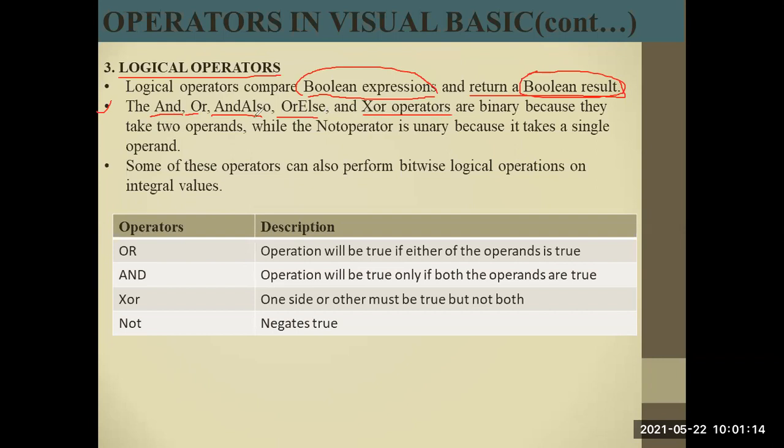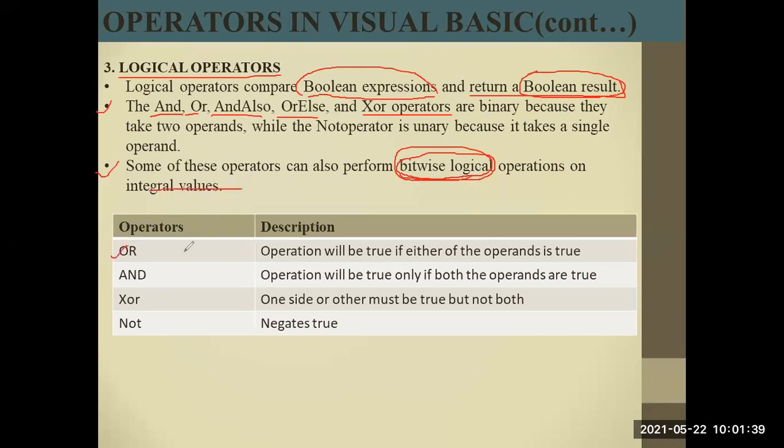Also remember, some of these operators can be used for bitwise logical operations on integer values. So some of these operators I can also use for bit shifting, left shifting or right shifting, scaling purposes for integer values.